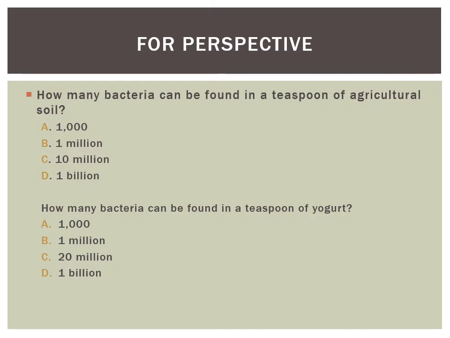And then how many bacteria would you find in a teaspoon of yogurt, which is actually something that you eat, and it's considered a probiotic. Okay, so in those two, in agricultural soil, so soil where plants are growing, 1 billion bacteria in 1 teaspoon. In a teaspoon of yogurt, 20 million, still a lot, but of course in that yogurt there's also all of the organic molecules that make up the carbohydrates that are giving you nutrition from that yogurt.